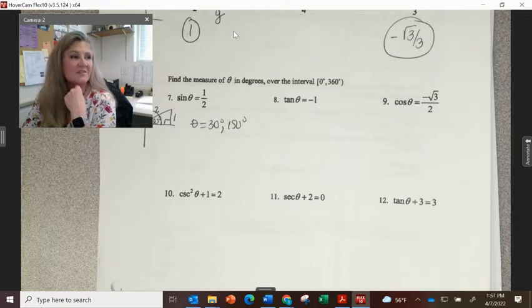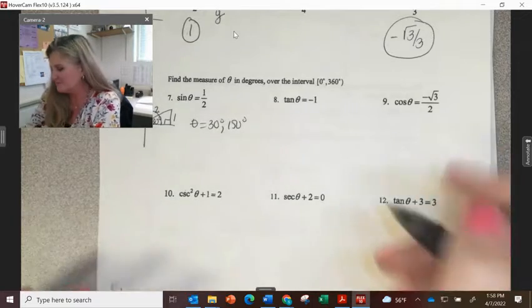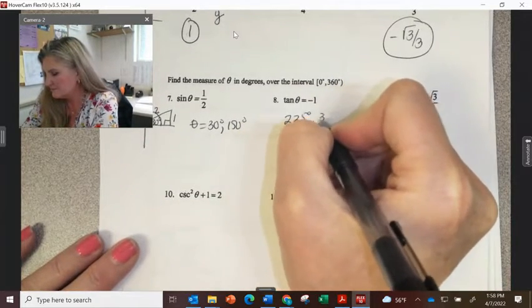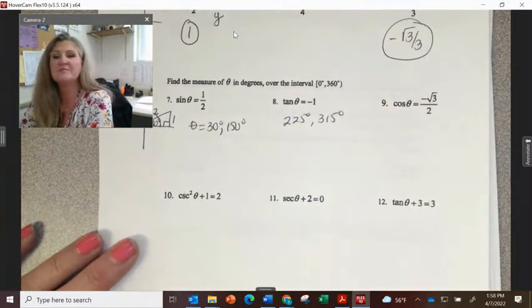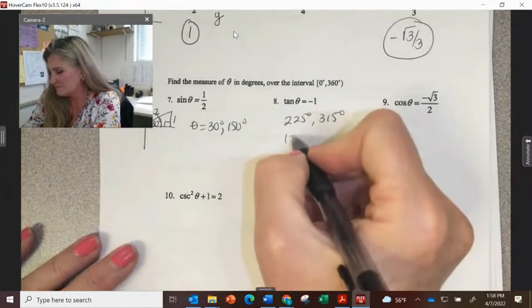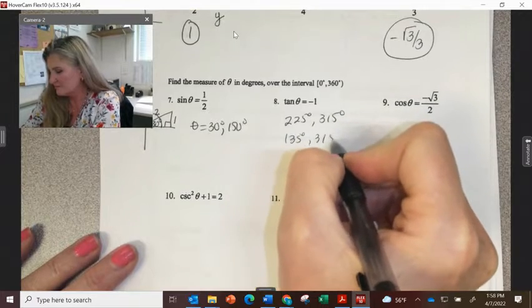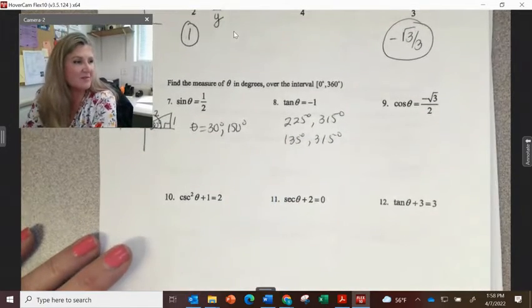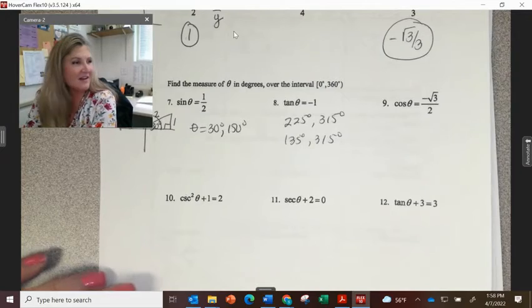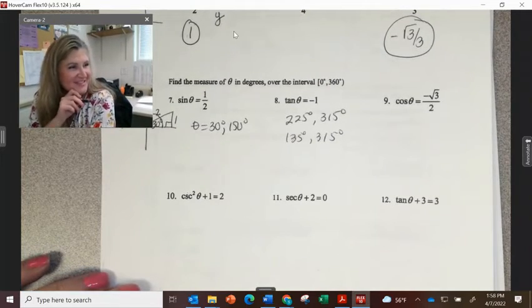Got 1, 2, 3, 4, 5, 6. Caitlin, what do you think? 225 and 315. John, do you agree? You don't? What do you think? Okay, some other people had their hands up. What do you guys think? John? Okay. All right, so Caitlin, do you agree with John now too?